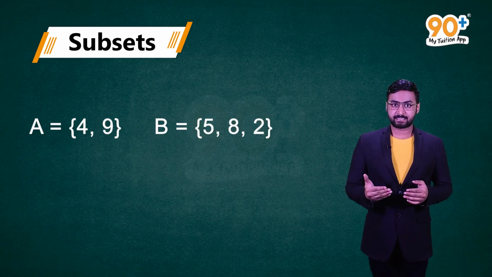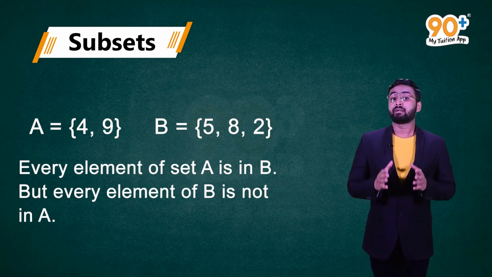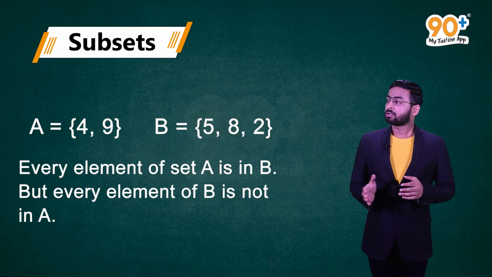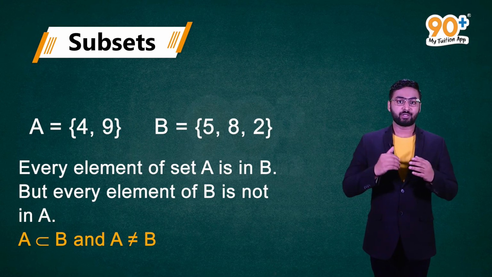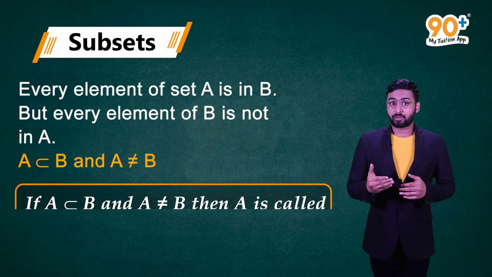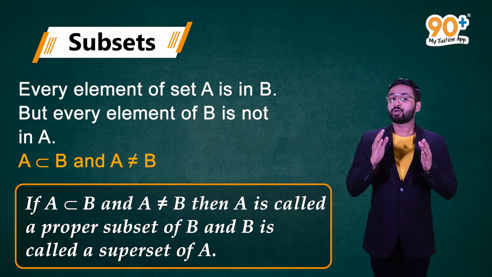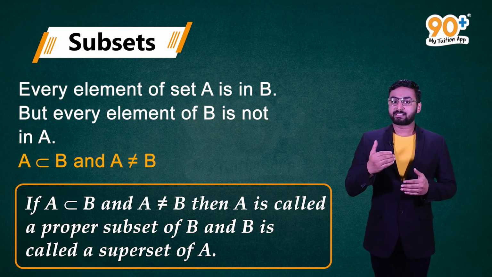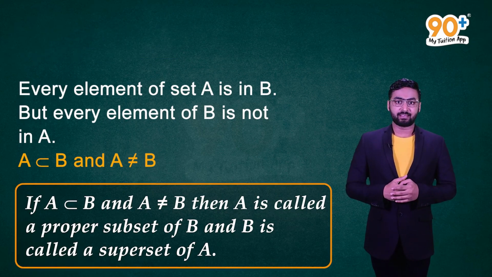Now, in the first example, every element of set A is in B, but every element of set B is not in A. So, A is a subset of B and A is not equal to B. So, if A is a subset of B and A not equal to B, then A is called proper subset of B and B is called superset of A.